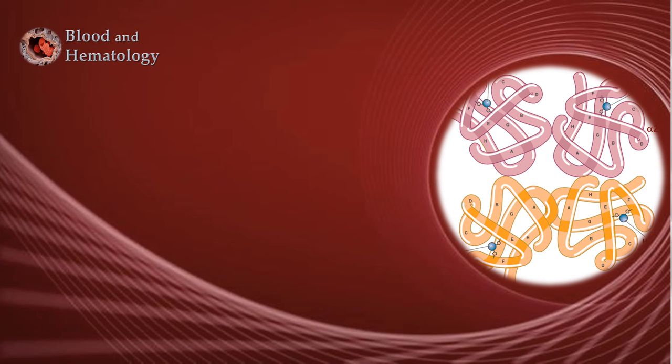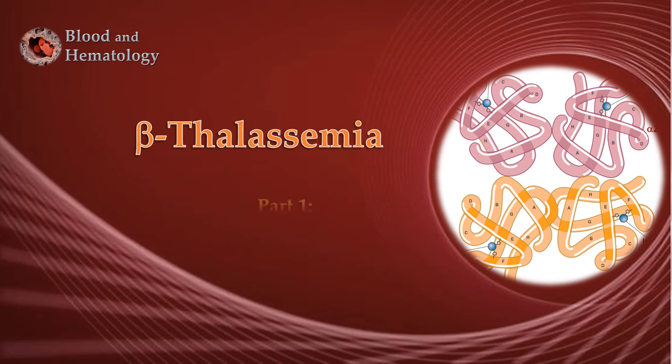This video discusses a group of hereditary disorders, collectively called thalassemias. It begins with an introduction and general description of thalassemias, including the genetic defects and classification. Silent carrier state, as the first part of beta-thalassemia syndromes, is also discussed in this video.